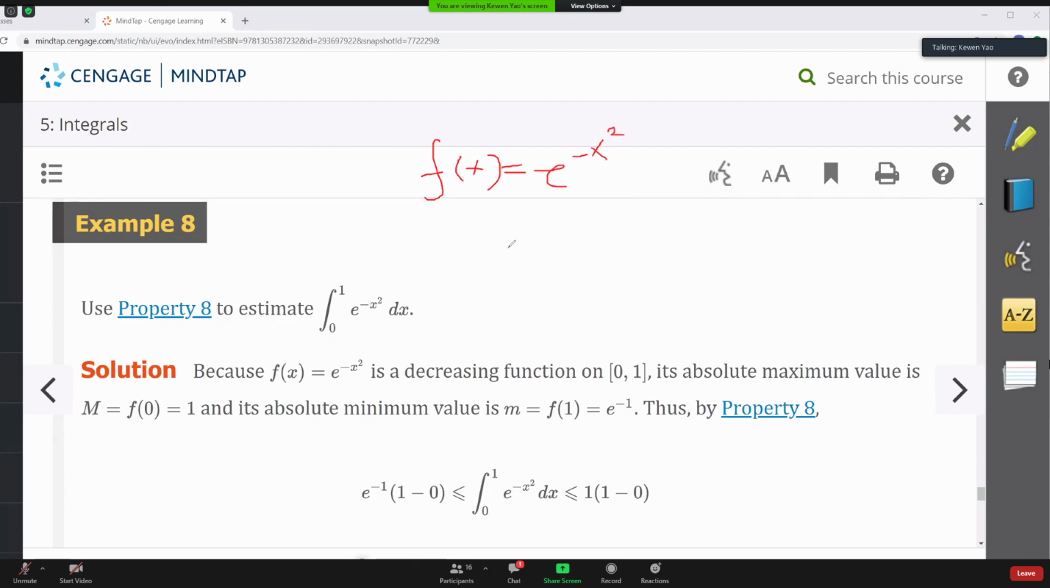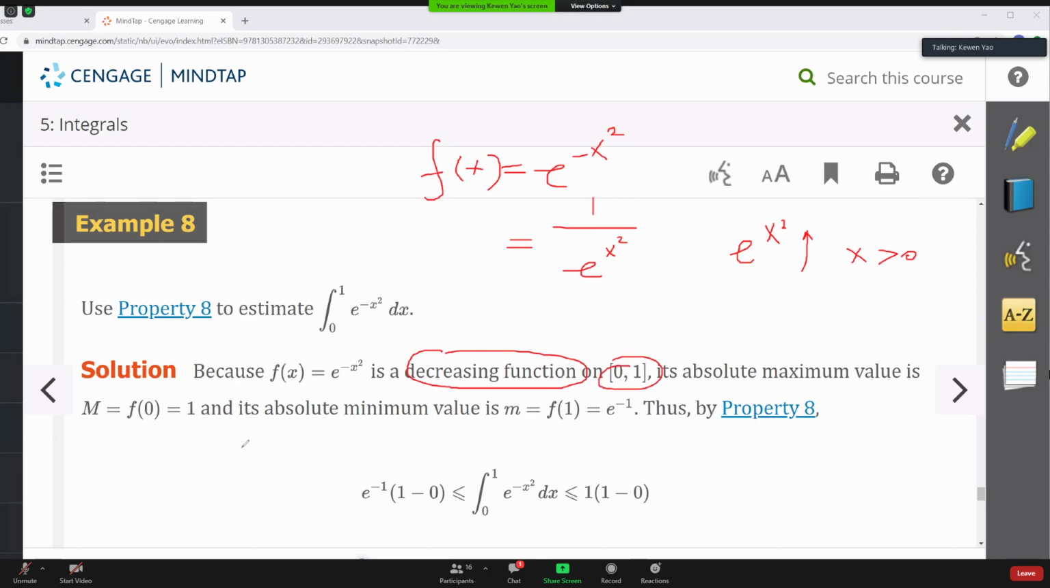It's easy to understand because this is 1 over e^(x^2). Everybody knows that x squared is an increasing function, because the derivative is positive for x positive. X squared is increasing if x is positive, so 1 over that will be decreasing. So this is a decreasing function on this interval.